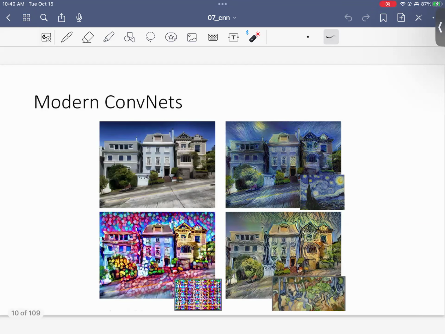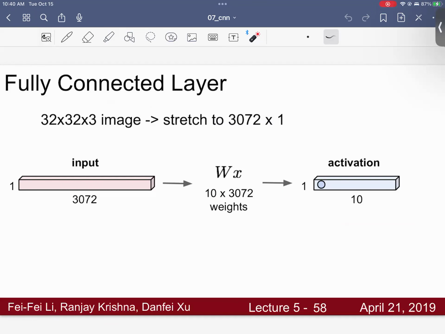So let's get to the core of CNNs. First of all, I'd like to note that all the following material was borrowed from Stanford's CS231N, which is a very famous computer vision deep learning class. If you want to learn more about it, definitely go check that course out.